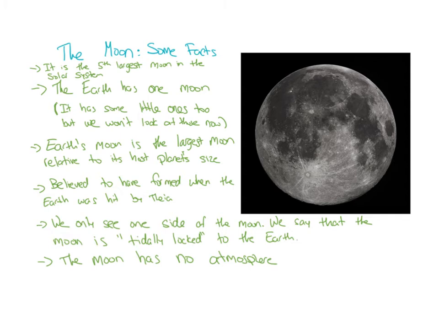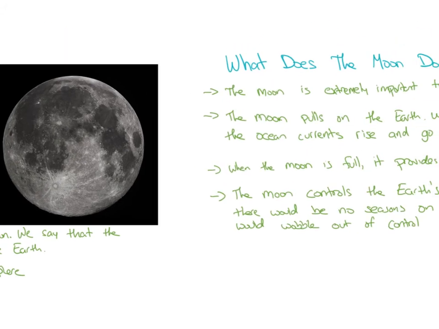Believed to have been formed when Earth was hit by Theia, we only see one side of the moon. We say that the moon is tidally locked to the Earth. So the moon does not spin. It stays in one spot. So we only see one side of the moon. And the moon has no atmosphere.